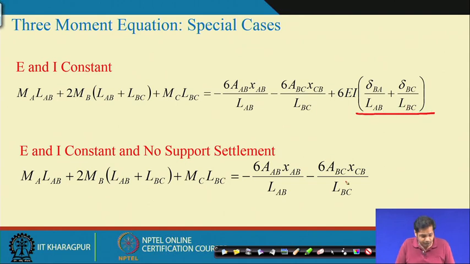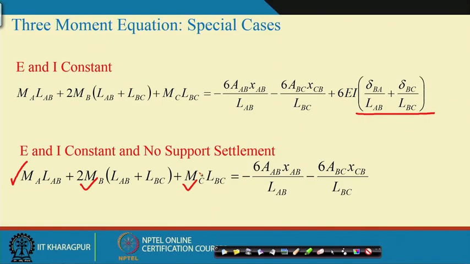So, in this expression you see, the only unknowns are MA, MB and MC. This equation gives you how these three moments are related to each other. Moments at three consecutive supports are related to each other, and then we write this equation at every point, get the system of equations, and solve it.